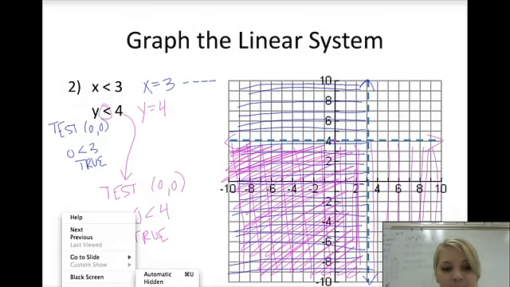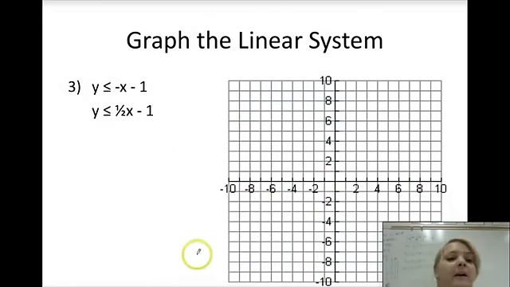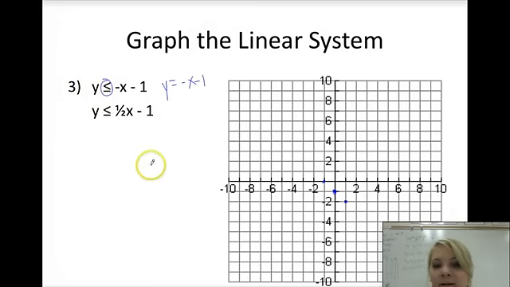All right, let's go back to blue. The next problem we have is y is less than or equal to negative x minus 1. So we're graphing y equals negative x minus 1. We have a y-intercept at negative 1 and a slope of negative 1 over 1: go down 1 to the right 1, up 1 to the left 1. It's going to be a solid line due to the equal to part in the inequality.